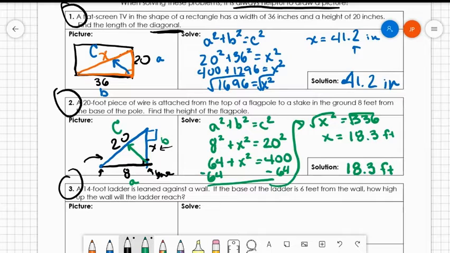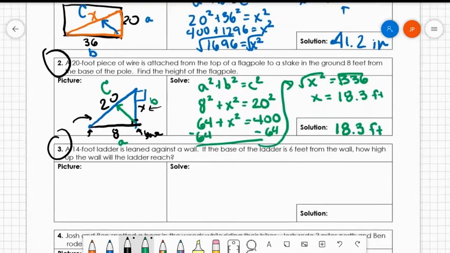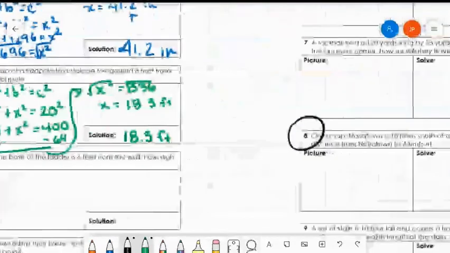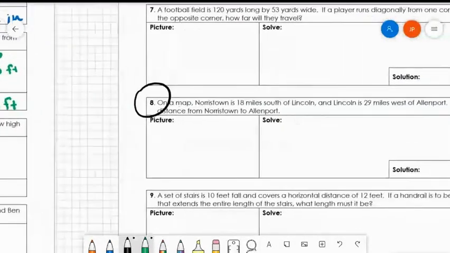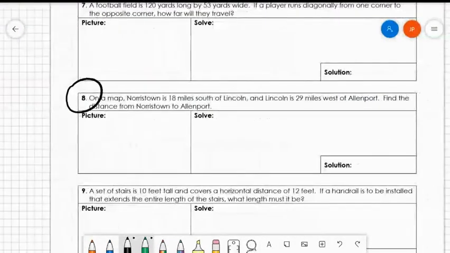Okay, now let's do one more. I was going to do number 3, but I'm going to skip that one for now and let you try it on your own. Let's go over to the second page, and I want to look at number 8, because these are the ones that kind of get people. So it says, on a map, Norristown is 18 miles south of Lincoln, and Lincoln is 29 miles west of Allenport. Find the distance from Norristown to Allenport.